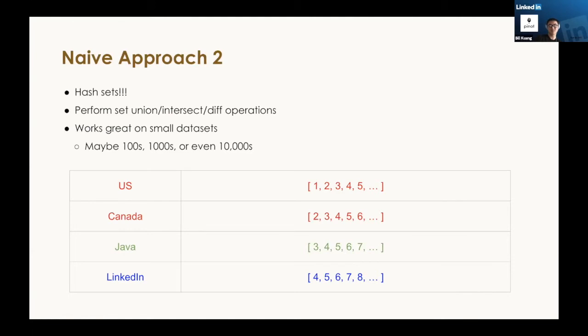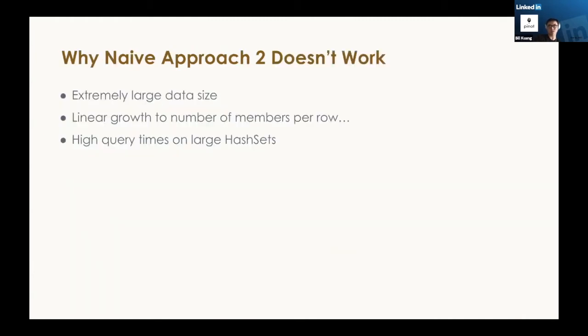And this set could also work if the set size is manageable, when it's like 100, 1,000, maybe 10,000. But when we're at LinkedIn scale and we have hundreds of millions of members, this approach really doesn't work out that well either, right?